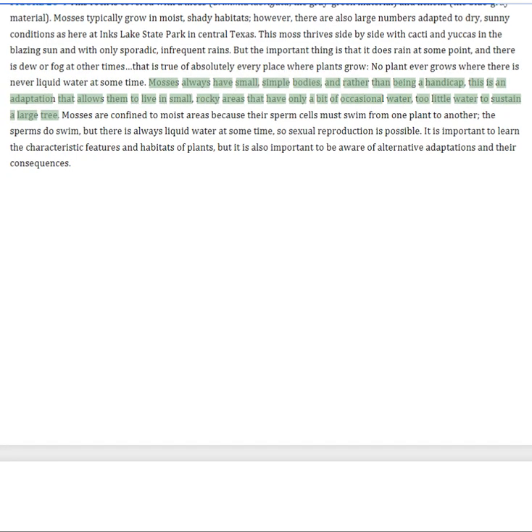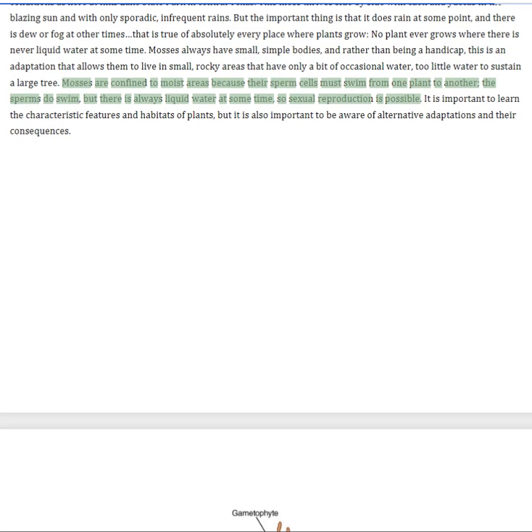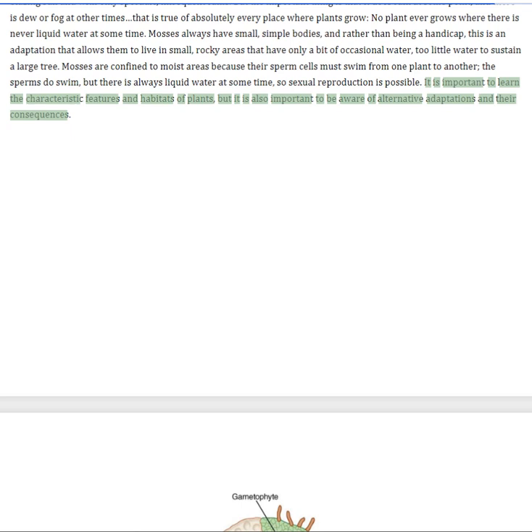Mosses always have small, simple bodies, and rather than being a handicap, this is an adaptation that allows them to live in small, rocky areas that have only a bit of occasional water, too little water to sustain a large tree. Mosses are confined to moist areas because their sperm cells must swim from one plant to another. The sperms do swim, but there is always liquid water at some time, so sexual reproduction is possible. It is important to learn the characteristic features and habitats of plants, but it is also important to be aware of alternative adaptations and their consequences.